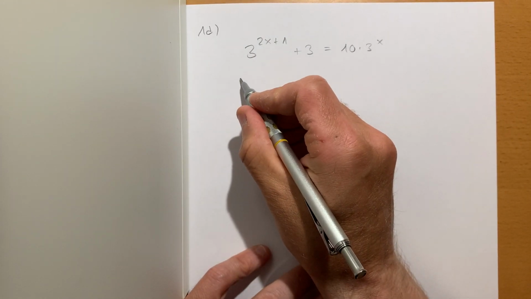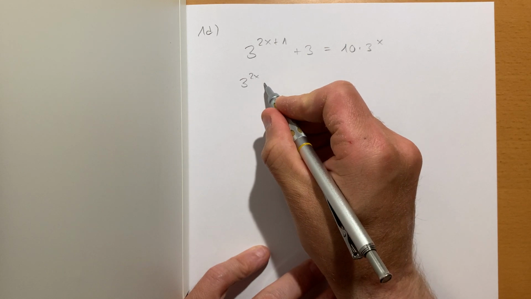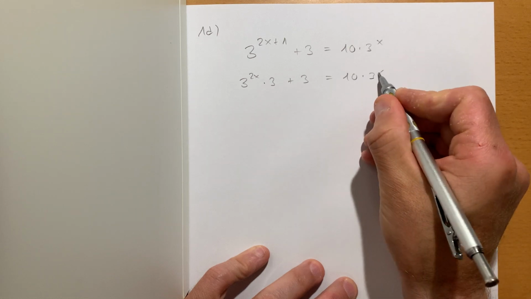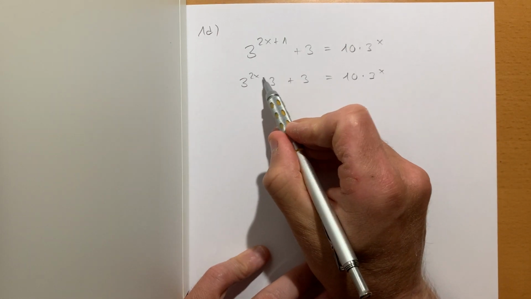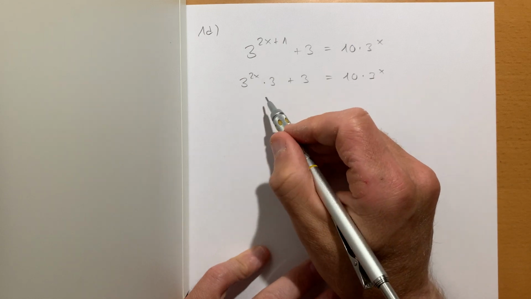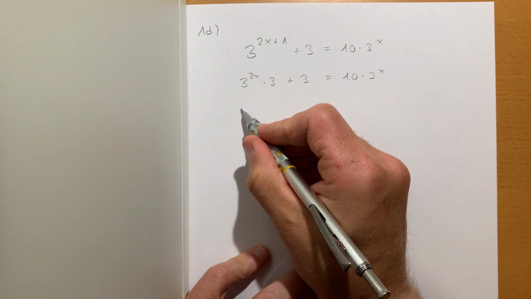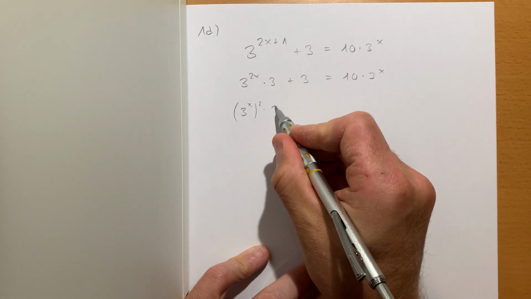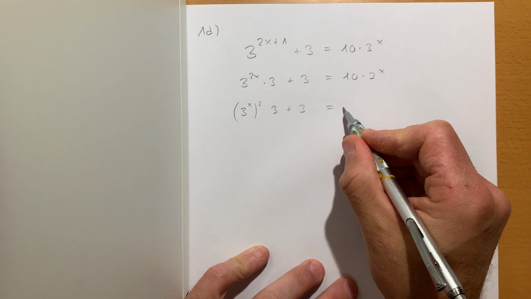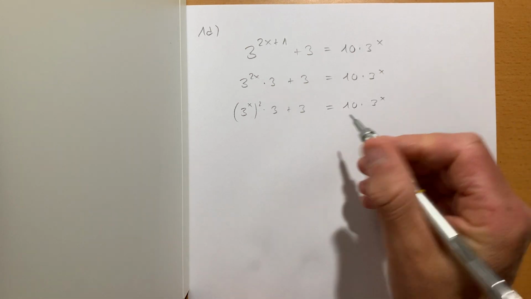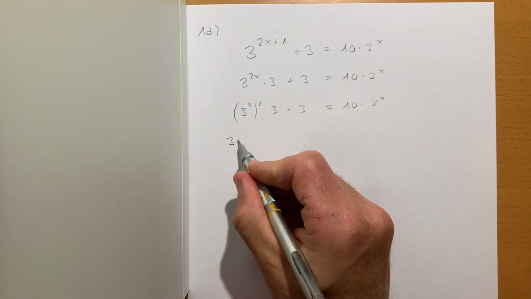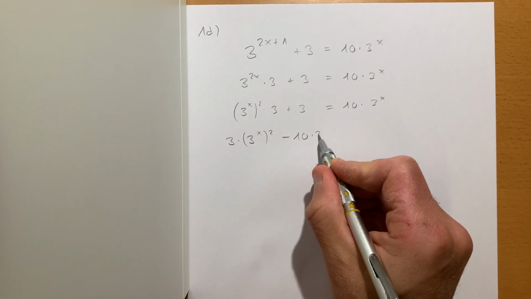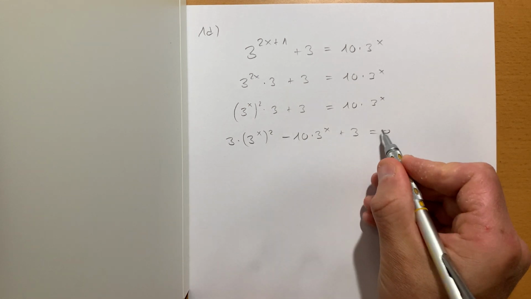Okay, so let's start off. 3 to the 2x times 3 plus 3 is equal to 10 times 3 to the x. Well, 3 to the 2x can be written as (3 to the x) squared, so (3 to the x) squared times 3 plus 3 is equal to 10 times 3 to the x. Now you can rewrite this as 3 times (3 to the x) squared minus 10 times 3 to the x plus 3 is equal to 0.